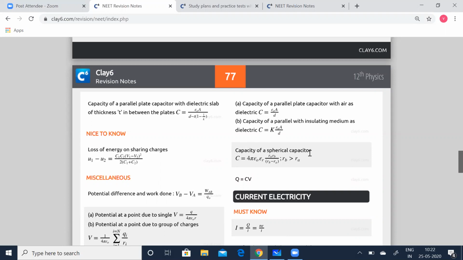Capacity of a spherical capacitor is given by C is equal to 4 pi epsilon 0 epsilon R times RA into RB divided by RB minus RA, where RB is greater than RA. So remember, this is now going to be a spherical capacitor. You take the inner radius and the outer radius into consideration. That is why we have RA and RB, where RA is the radius of the inner sphere and RB is the radius of the outer sphere.